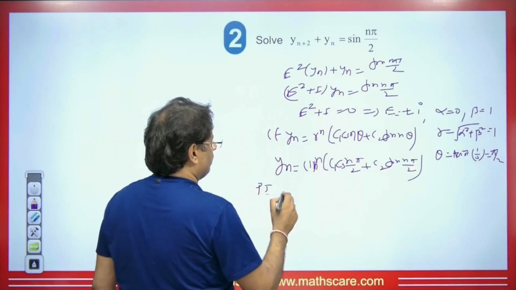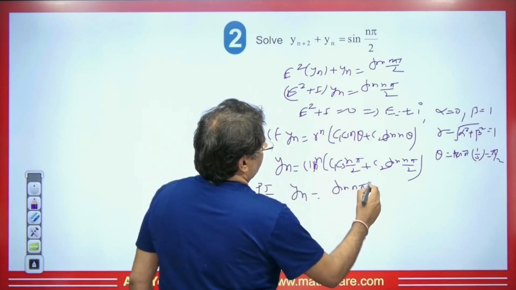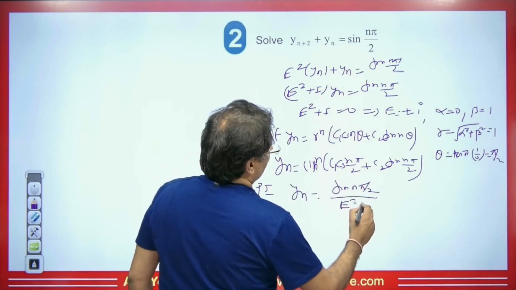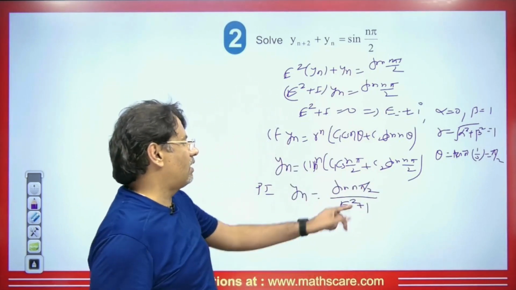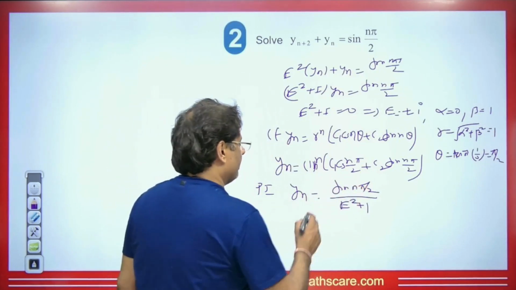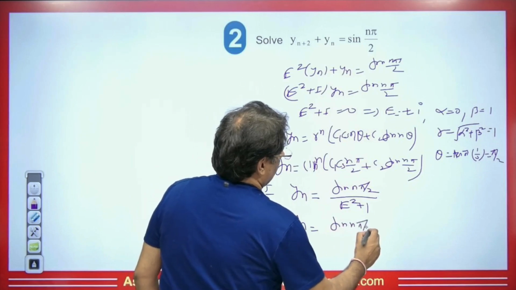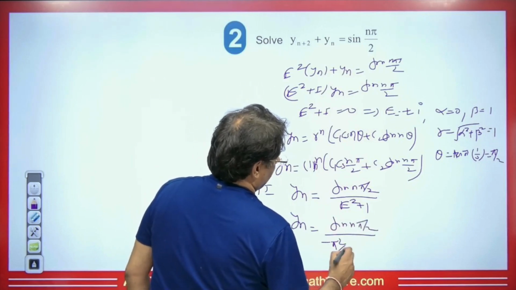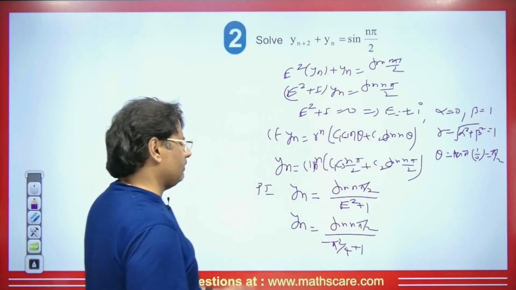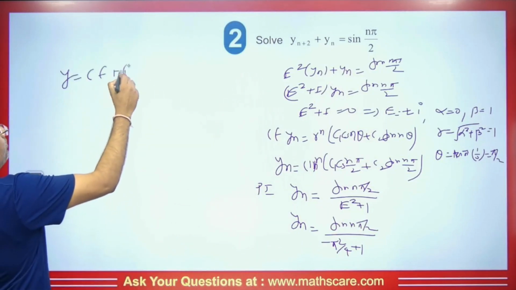Now we'll talk about its particular integral. So what will we get here? y_n is equal to sin(n pi by 2) divided by E square plus 1. Wherever there is E square, then its coefficient pi by 2, we will square it and then subtract it. I have already told you, right? So y_n is equal to sin(n pi by 2). So we will get this as minus pi square by 4 plus 1. Okay. When you simplify this, we will get the final answer as CF plus PI.